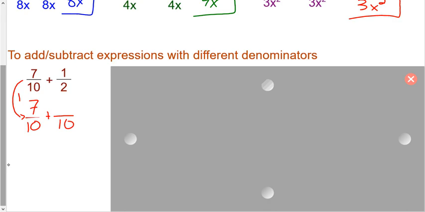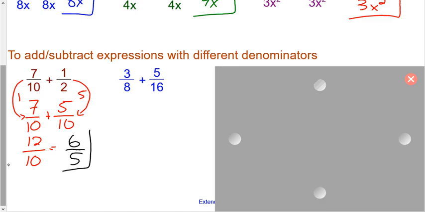The left side did not change. It stays the same. On the right side, however, what do I multiply 2 by to get 10? 5. And then I'm going to take my numerator and multiply by 5 as well. So what we're saying is 1/2 is equivalent to 5/10. Now we are going to add our numerators so that we have our common denominator. So we're going to say this is a fraction over 10. 7 plus 5 would be 12. And then as always, we have to check. And in this case, this fraction reduces to be 6 over 5. So that would be your final answer.